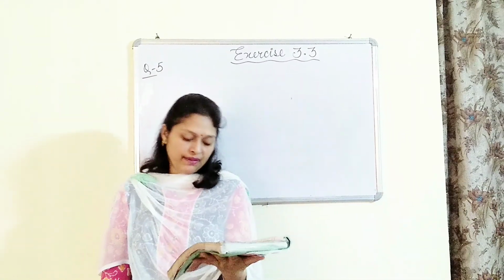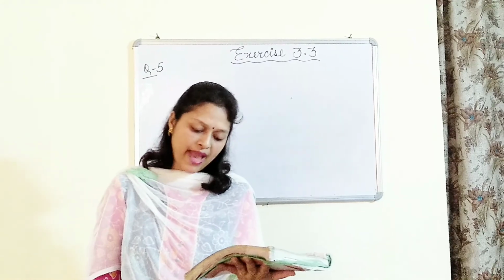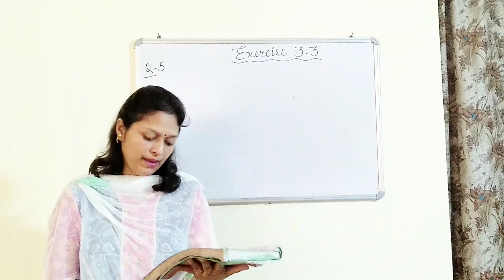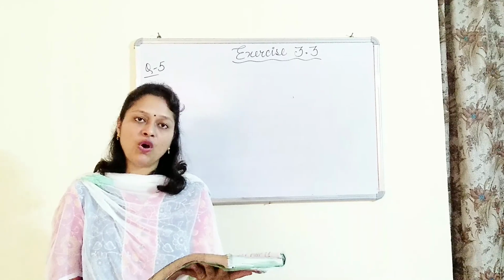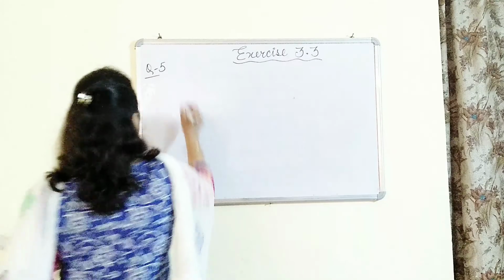Read the question. Write the smallest digit and the greatest digit in the blank space of each of the following numbers so that the number formed is divisible by 3. I am writing the first part.